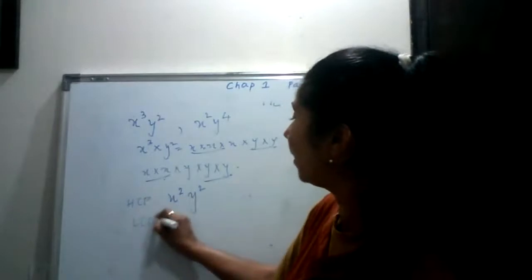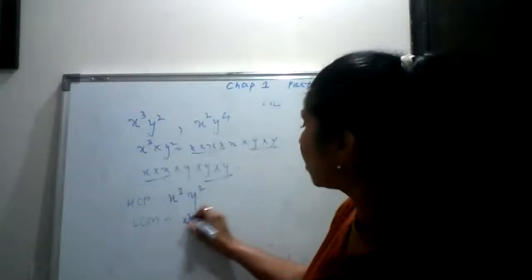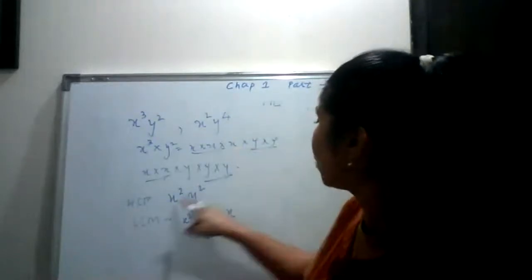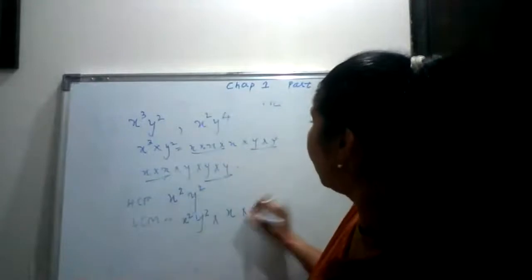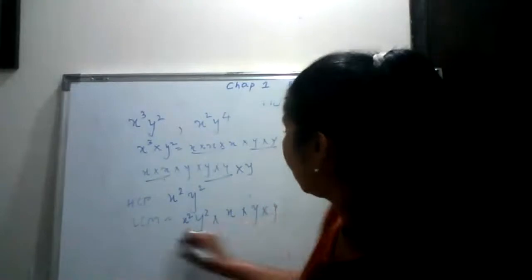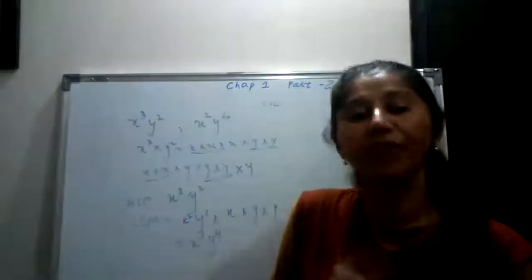और LCM क्या बनेगा? कॉमन into अनकॉमन. तो कॉमन आपका क्या था? x square y square into अनकॉमन. तो अनकॉमन में यहाँ पे क्या बच रहा है? एक x बच रहा है. ओके, और यहाँ पे क्या बच रहा है? y into y one more. तो दो y बच रहे हैं यहाँ पे. So it is x cube into y raised to 4. This is the way to find it out.